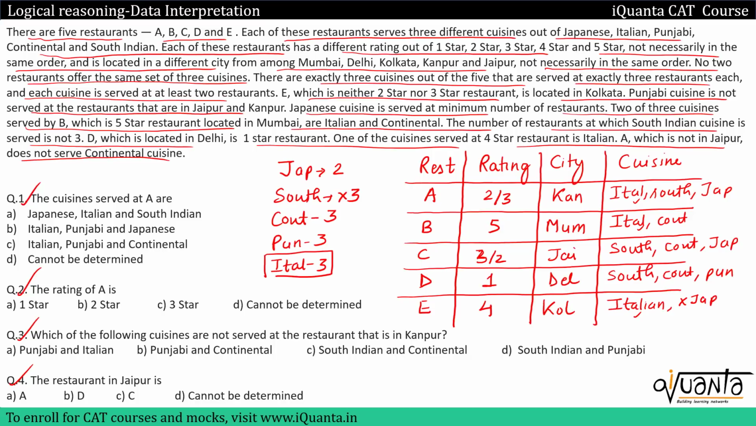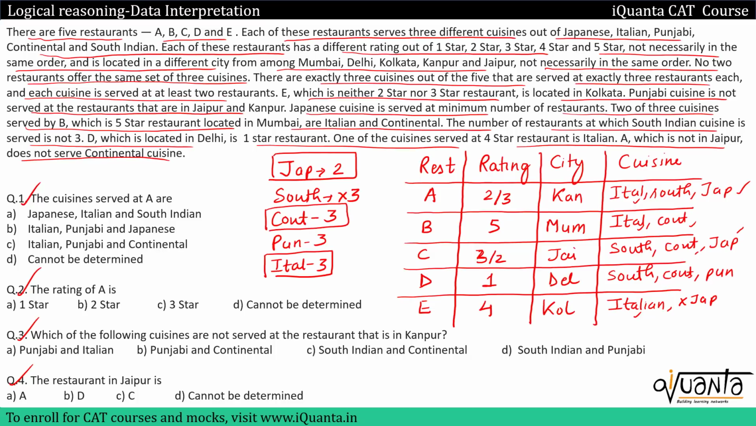Okay. If we look at Japanese, Japanese could be assigned to only 2 restaurants. So we are done with Japanese. It has been assigned to A and C. If we look at Continental, we are done with Continental. It has been assigned to restaurants B, C, D. So we are done with Continental as well.